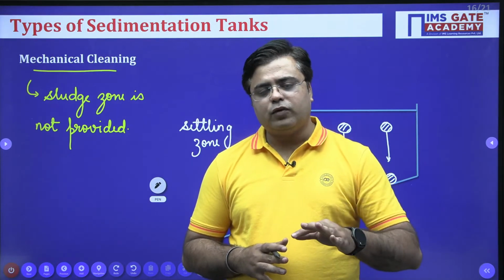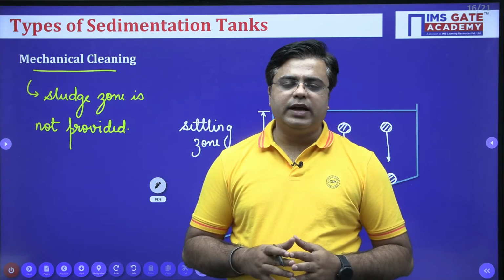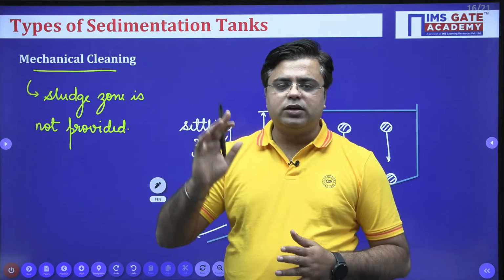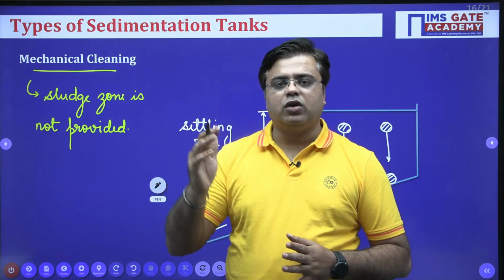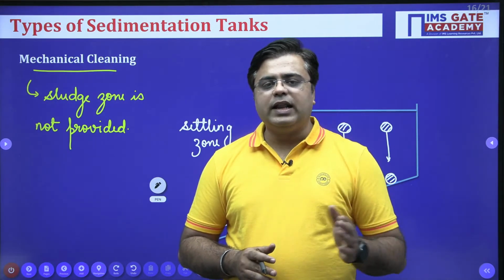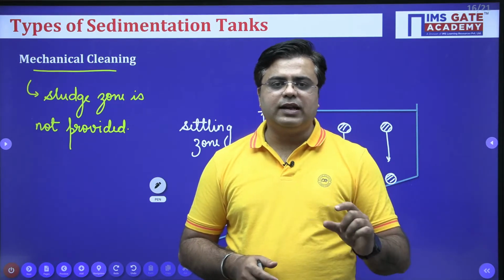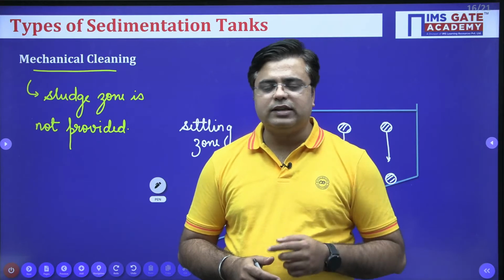We fill the water for 24 hours. In these 24 hours, solids will settle at the bottom of the tank, and after that, the water is drawn out. This water which is drawn out is known as settled water. The zone in which settling happens is known as the settling zone, and below the settling zone, where the sludge is formed, it is known as the sludge zone.